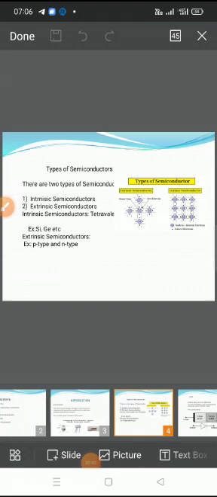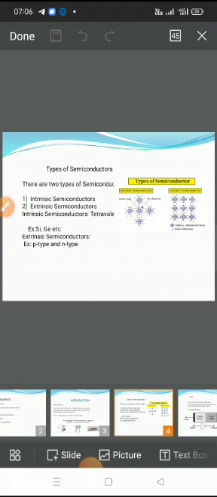Generally, semiconductors can be classified into two types: intrinsic or pure semiconductors, and extrinsic or impure semiconductors. Pure semiconductors have poor conductivity at room temperature. The conductivity of a semiconductor is determined by the thermally generated carriers. Extrinsic or impure semiconductors are made by adding a minute amount of impurity to the pure semiconductor.